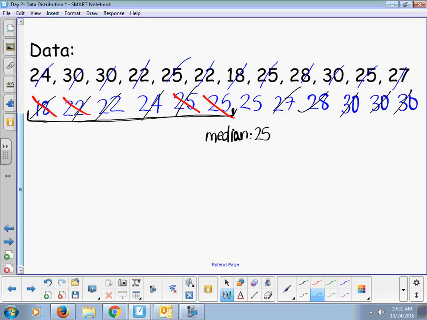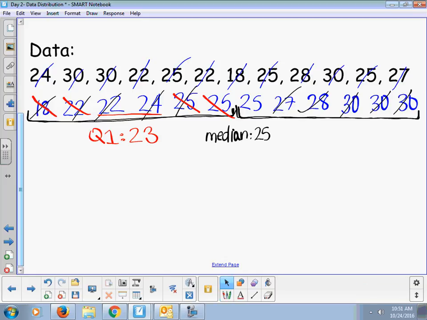So you're canceling 1 from each side. We have 2 numbers left. What would be our Q1? In between 22 and 24. 23. And we use the same process to find our Q3.